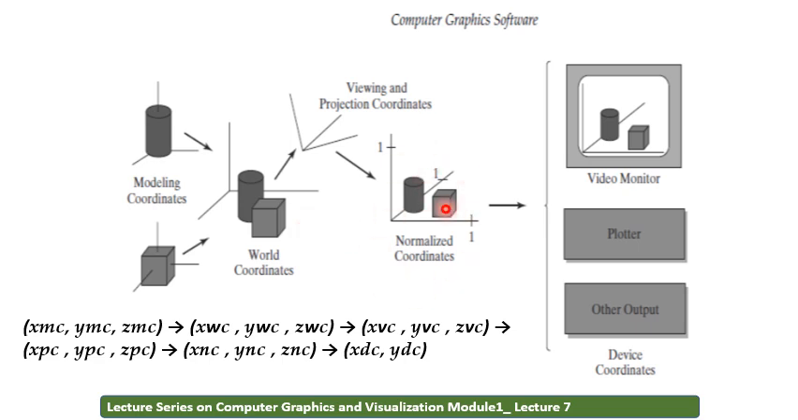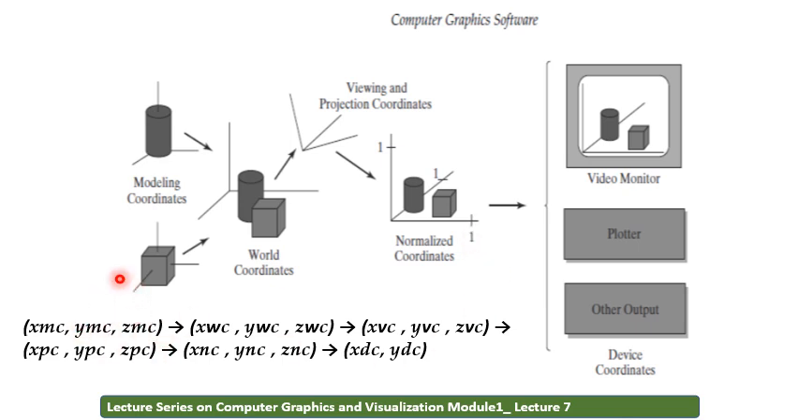Once the normalized coordinates are done, at the final step the individual device driver transfers the normalized coordinate representation of the scene to the output devices, whether a monitor, plotter or any other device, by considering its device coordinates. This is how we briefly discuss the sequence of coordinate transformations from modeling coordinates to device coordinates for display, which contains the view of the two-dimensional object.